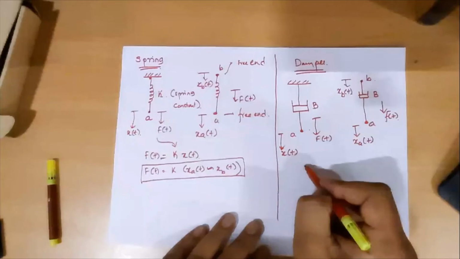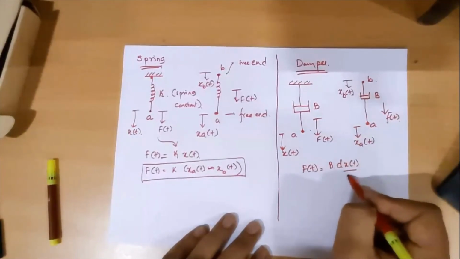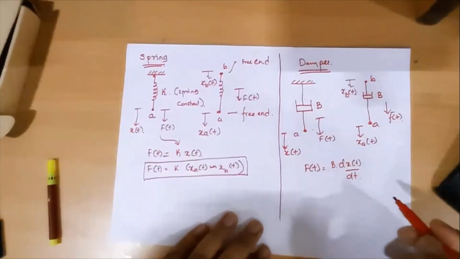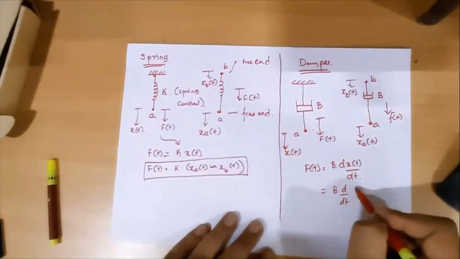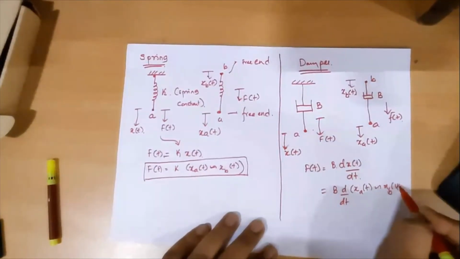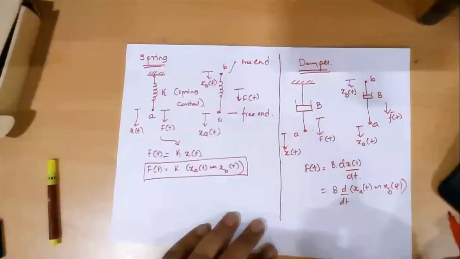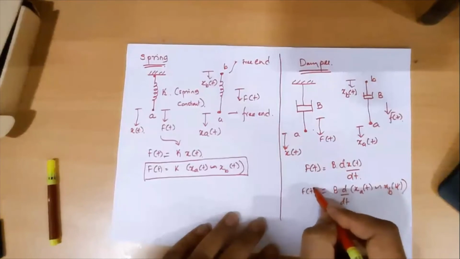Okay, we'll move on to this damper part now. How do we write the equation for the damper? Our frictional element is f of t equals b into dx of t by dt. And when both ends are free, we write the relative displacement again at the position of x of t. So we replace x of t with the relative displacement xa of t and xb of t. Don't call it subtraction, addition, anything, just call it relative displacement. Fine. So that's it for all the three elements.